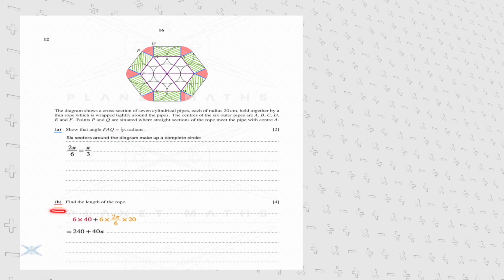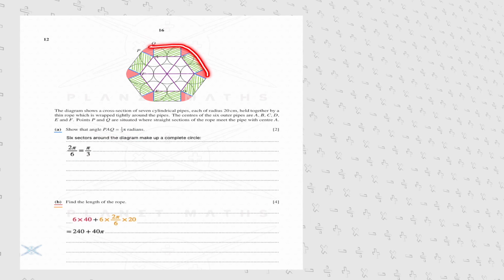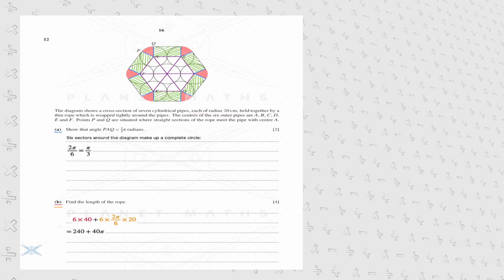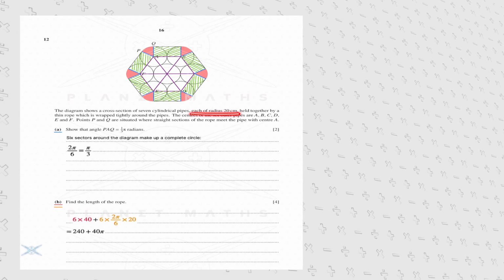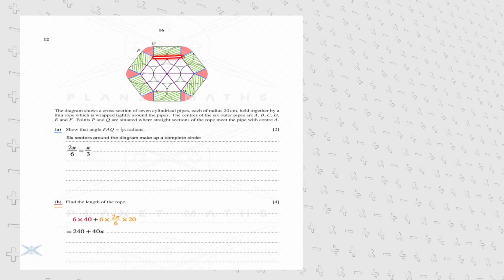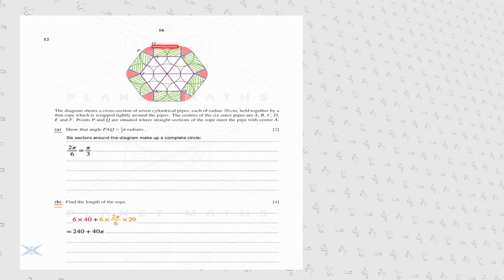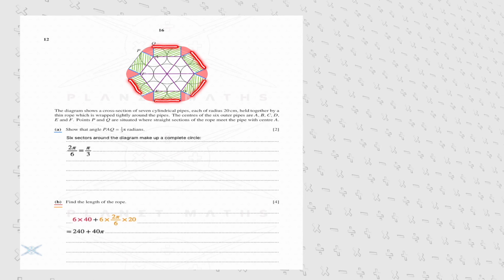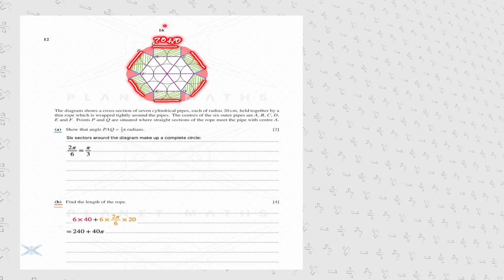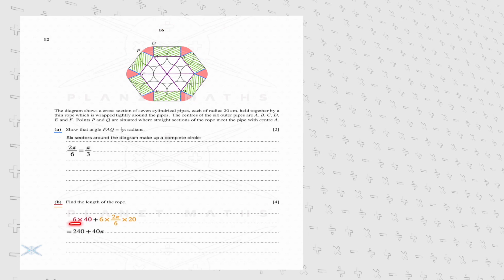In part B we are now supposed to find the length of the rope that is represented by the perimeter of this entire diagram. We know that the radius of each pipe has the size of 20 centimeters, and we should see that when we put 2 radii together we are getting a representation of the straight parts of the rope around this diagram. This again occurs 6 times in total, and since 20 plus 20 equals 40, this part of the rope can be calculated by multiplying 6 by 40.